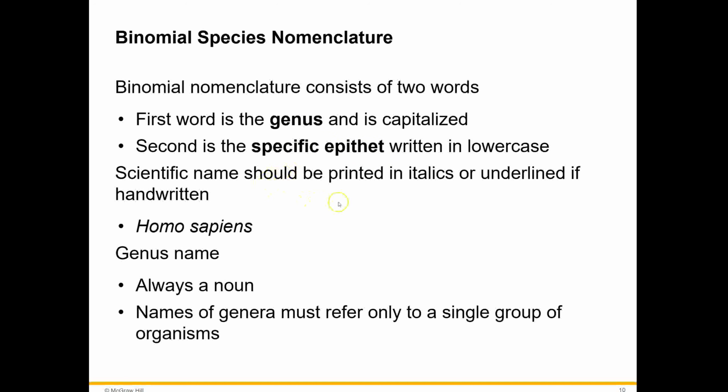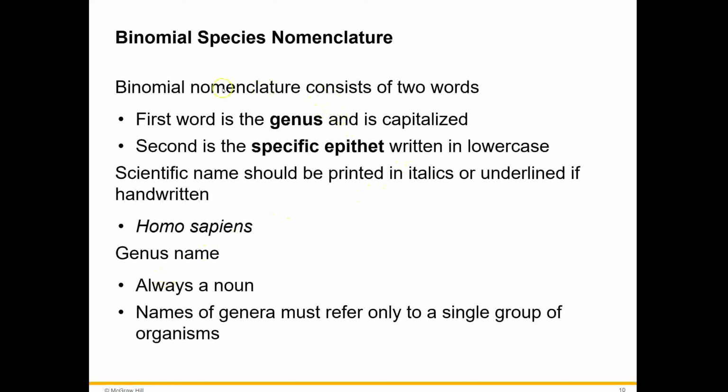Anyway, the scientific name, if you are printing it, will be written in italics, or if you handwrite it, you should be underlining it. So Homo sapiens here is in italics. If this was handwritten, it would be underlined. The genus name is a noun. Names of genera must refer to only a single group of organisms. Genera is the plural of genus.